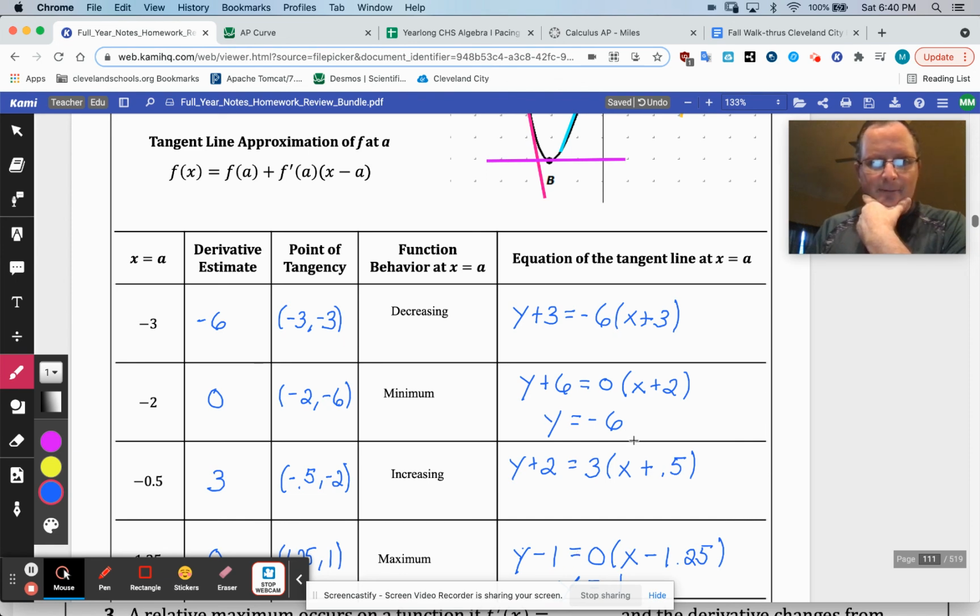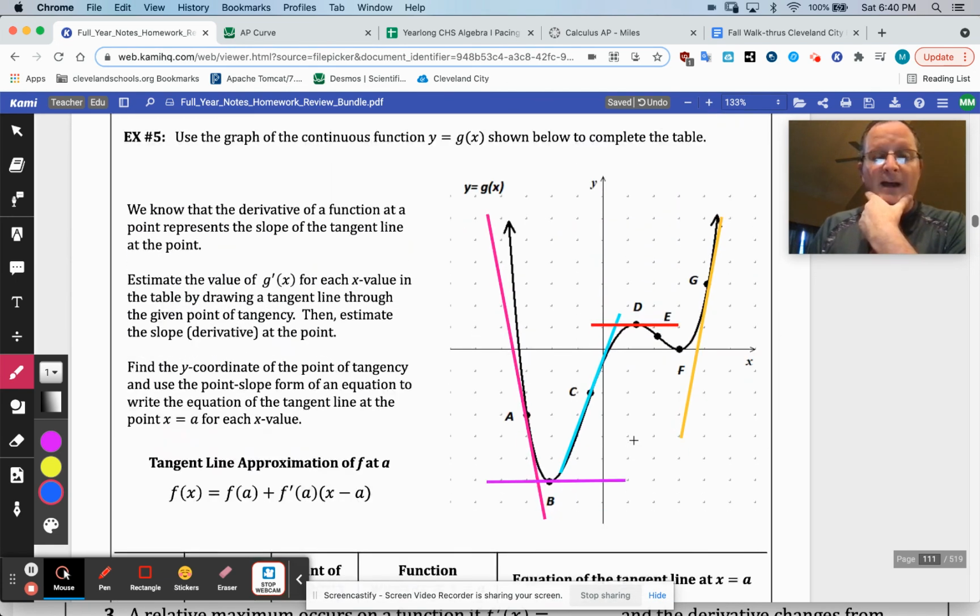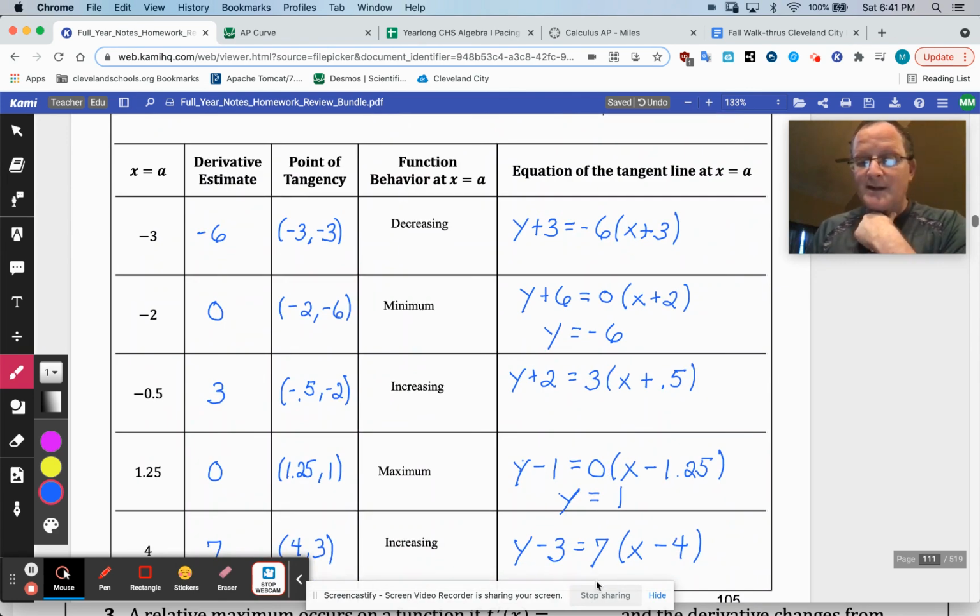So, all right, that's it for example 5. This is a pretty lengthy lesson. We've got a bunch more examples coming. All right.